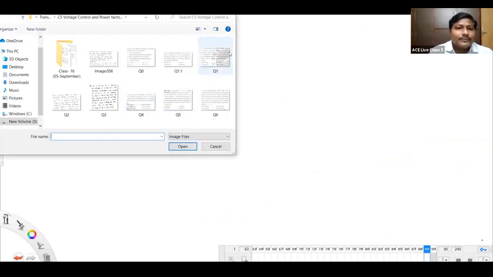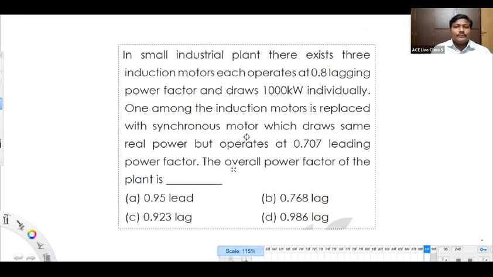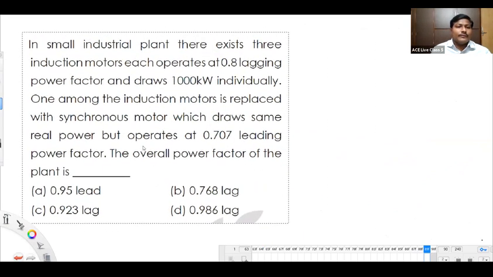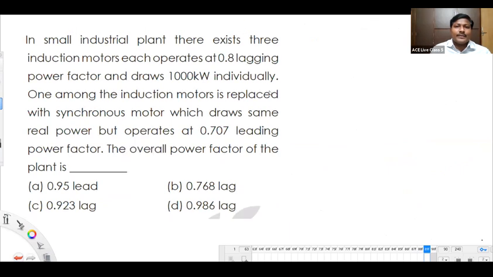Let's take up this. See this one. Very simple question it is.